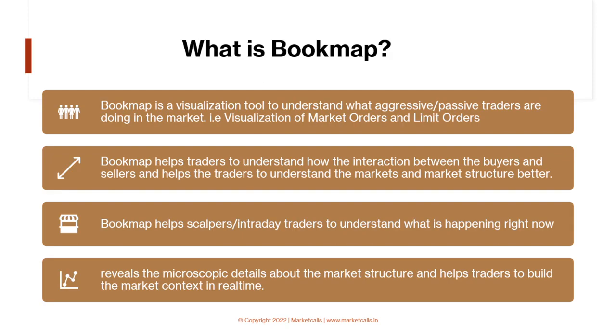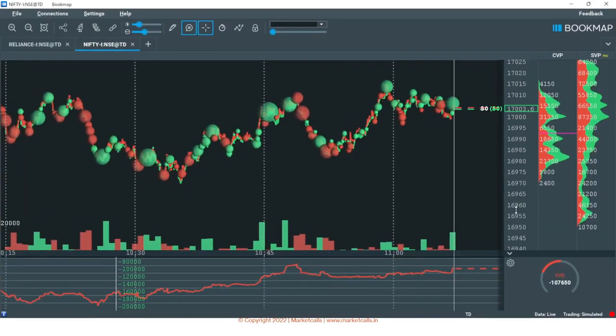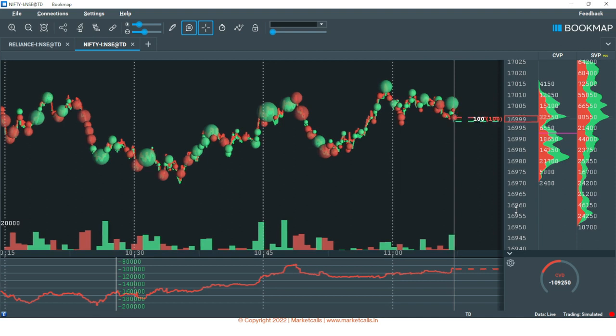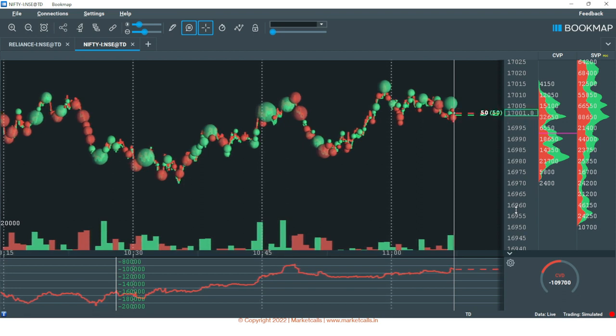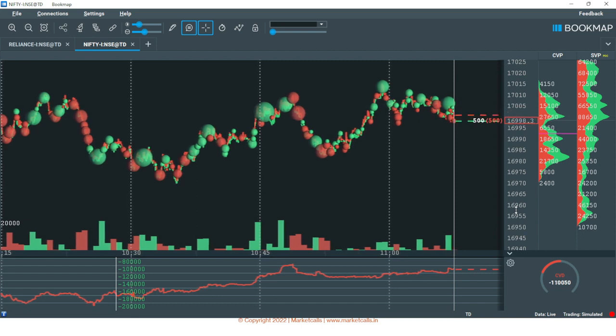Maybe I'll show you the Bookmap tool over here. This is the current Bookmap tool which is running at this point in time. What you'll be seeing in Bookmap is the form of bubbles. The bubble shows the volume activity. Of course, we can bifurcate the volume into two categories, buyer volume and seller volume. Whenever the buyers are hitting the offer or the ask price, you'll see green bubbles. The bigger the bubble, the bigger the volume getting traded at that level.